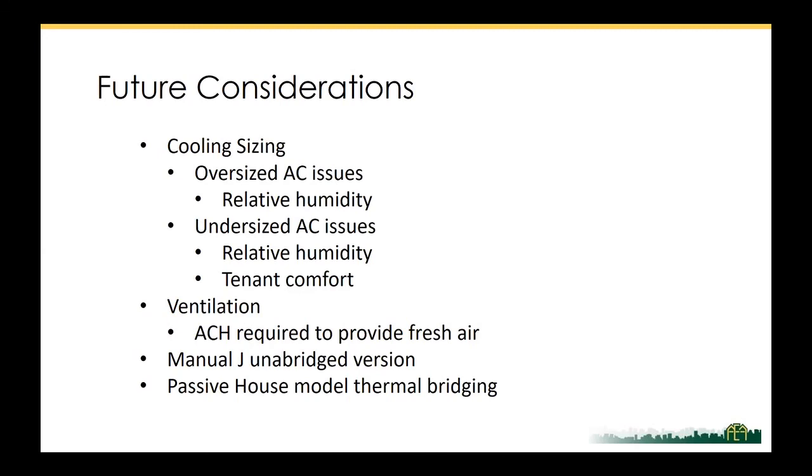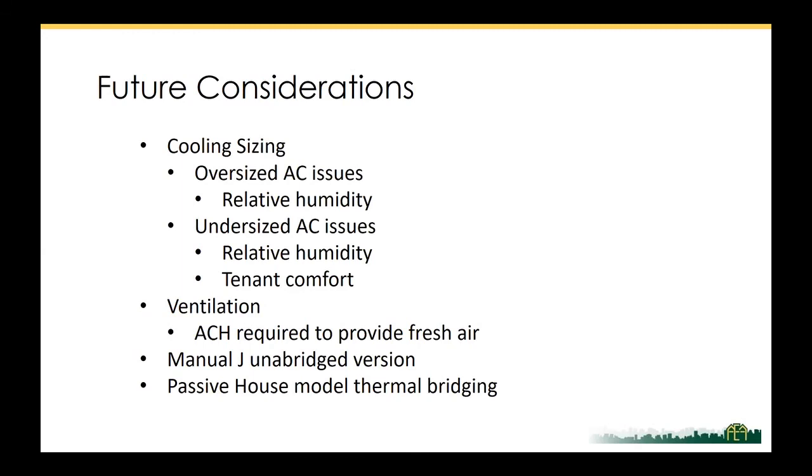Ventilation, ACH required to provide fresh air. This is just something to consider. In passive house, the goal is to have 0.06 air changes per hour. And so you need to make sure that it's mechanical so that you can control it and provide enough fresh air into the unit.